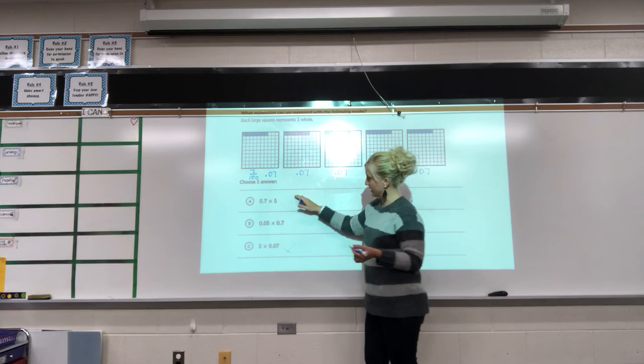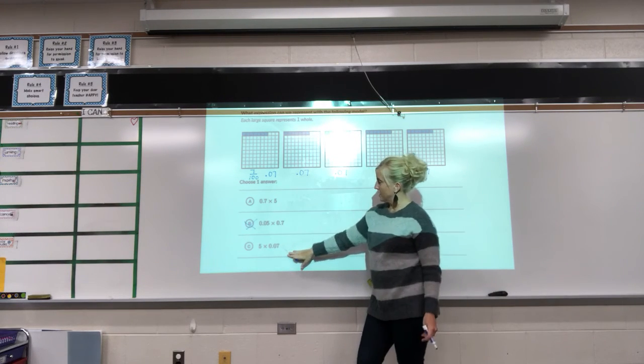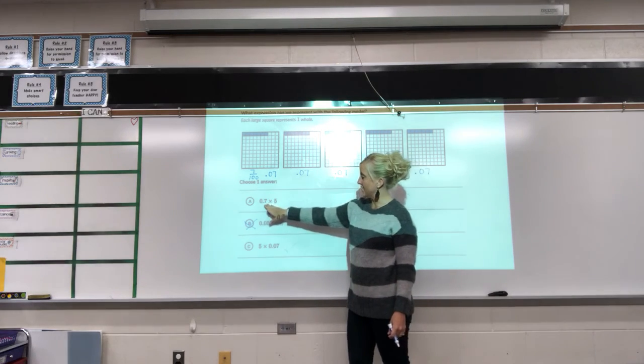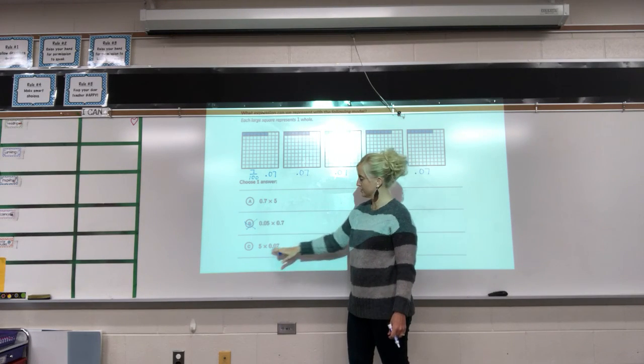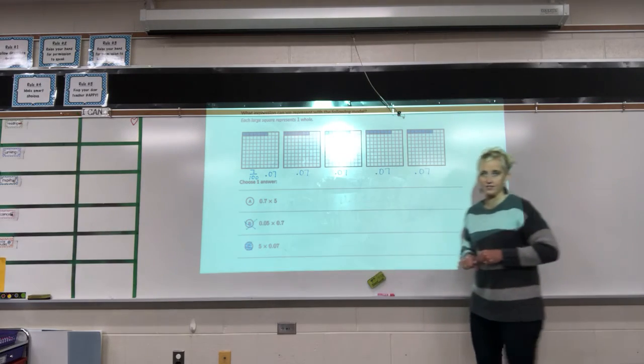Okay, so 5 times. This one doesn't have 5 times. And 5 times. And now am I doing 5 times 7/10 or 5 times 7/100? 5 times 7/100. So C is going to be our final answer for that one.